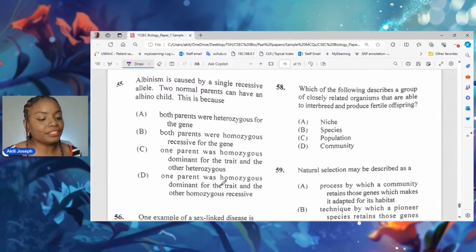So the amount of genetic material remains the same. 55. Albinism is caused by a single recessive allele. 2 normal parents can have an albino child. This is because, is it that both parents were heterozygous for the gene? Both parents were homozygous recessive for the gene. One parent was homozygous dominant for the gene and the other was heterozygous, or that one parent was homozygous dominant for the trait and the other homozygous recessive.